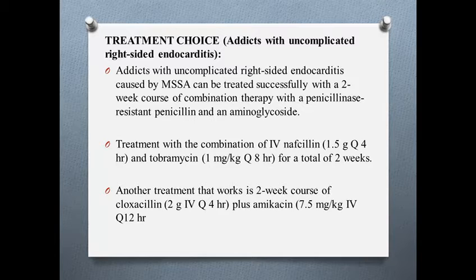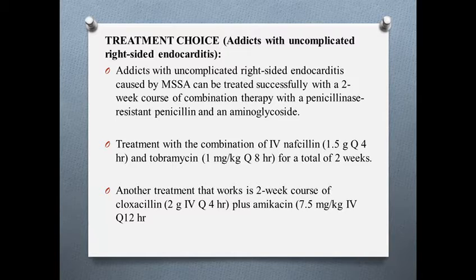Addicts with uncomplicated right-sided endocarditis that is caused by MSSA can be treated successfully with a 2-week course of combination therapy with penicillinase-resistant penicillin and aminoglycosides. So treatment with the combination of IV methicillin, about 1.5 grams every 4 hours, and tobramycin, about 1 mg per kg every 8 hours, for a total of 2 weeks.